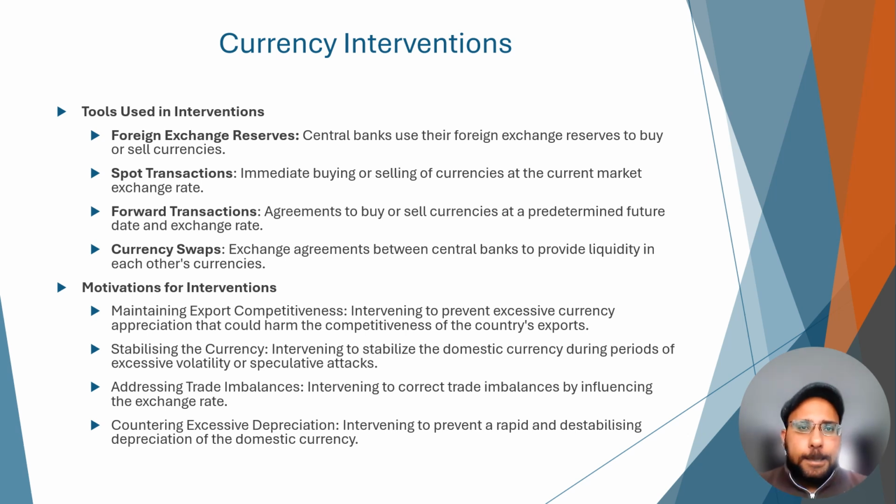And finally, countering any form of depreciation, especially excessive depreciation. When a currency depreciates rapidly, it can lead to inflation and a loss of confidence in the economy. So central banks can intervene to prevent a currency collapsing too much, either by selling off the reserves they hold in other currencies, or by continuing to buy, in our case, sterling, in order to strengthen it. But in a nutshell, that is currency interventions as a whole.